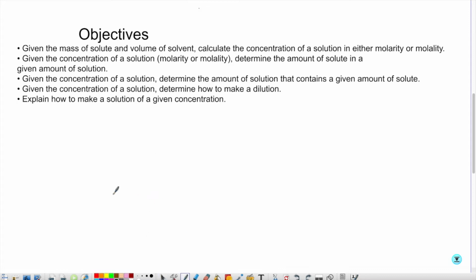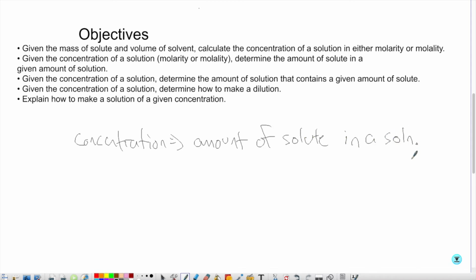Well, hopefully you've done the reading and you have a grasp on it, but the concentration of a solution is roughly equivalent to the amount of solute in a solution. Okay? Now, there are a couple ways of representing concentration, okay?